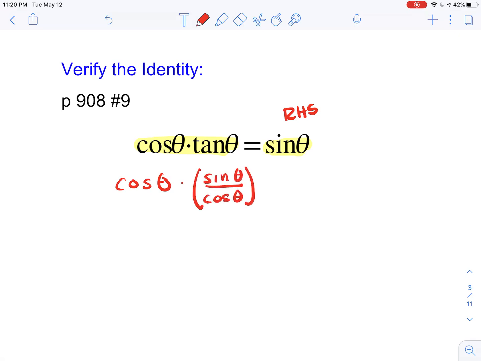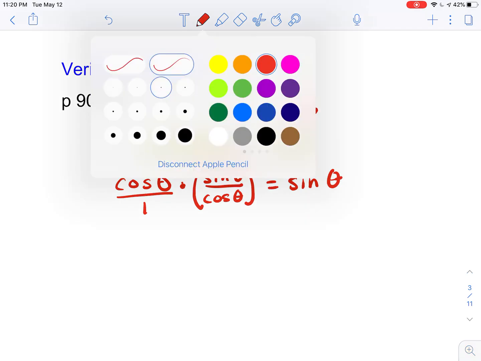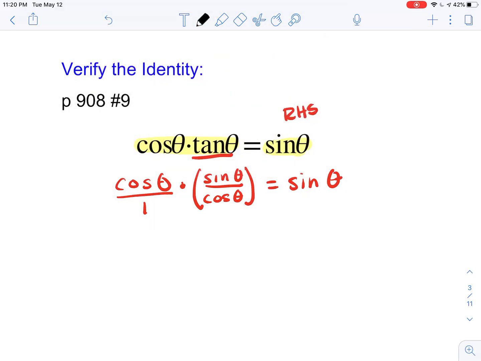Okay, so cosine, obviously, we have to leave. But tangent, we know, is equal to sine of theta over cosine of theta. So we can make a direct substitution for that. Now, it may look more complicated than it was before.